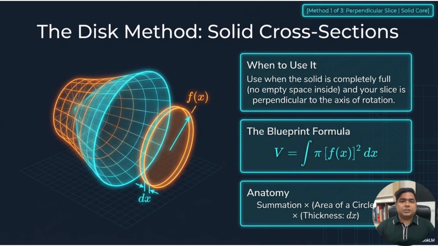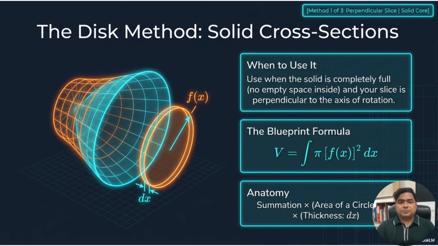Each slice is a circle. The area of a circle is pi r squared. In this case, the radius is f of x. So the area of one circular slice is pi times f of x squared. The thickness of the slice is dx. Therefore, the small volume is pi times f of x squared multiplied by dx. When we integrate from a to b, we add all the circular disks.